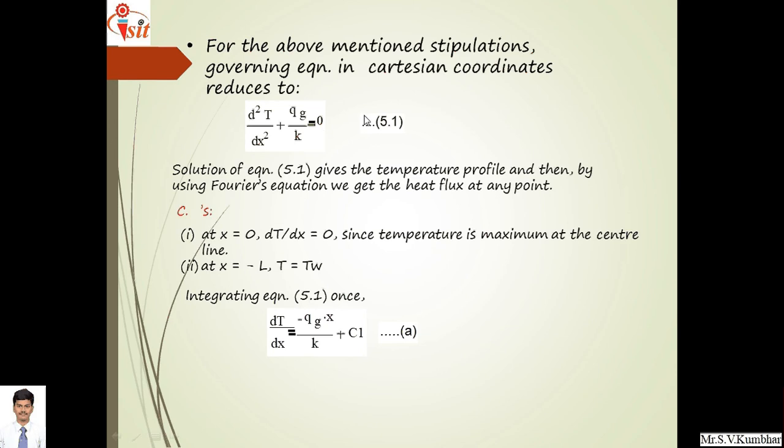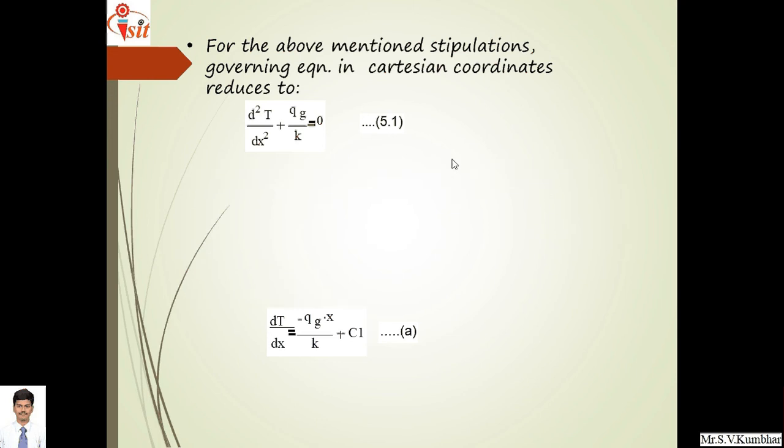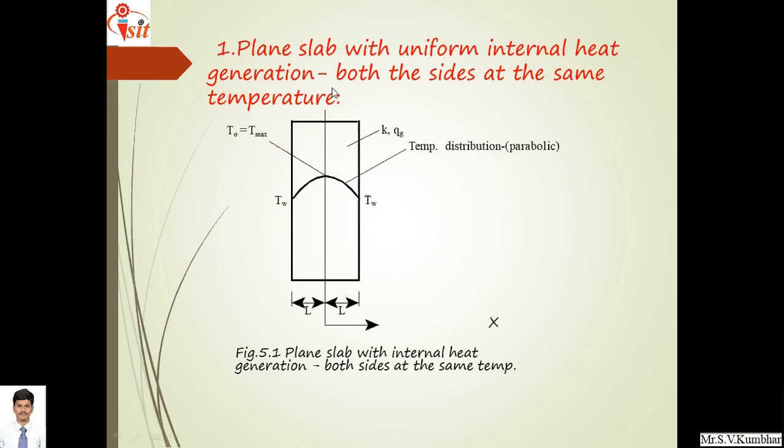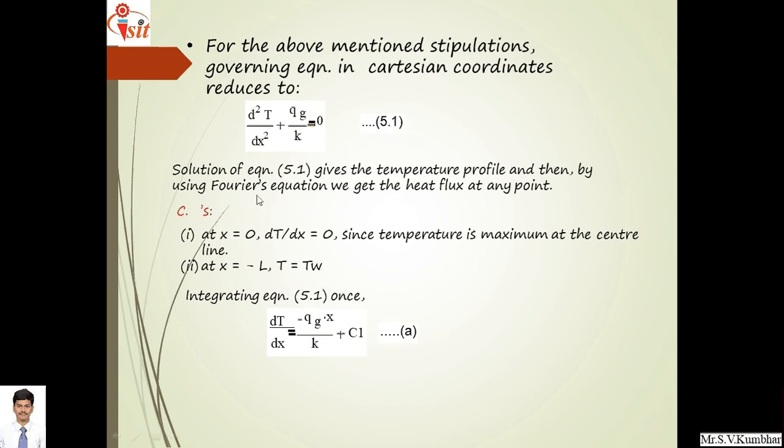Now the solution of equation 5.1 gives the temperature profile, and then by using Fourier's law we can get the heat flux at any point. First we will define the boundary conditions. Now the boundary conditions are at x is equal to 0, that is at the origin. Here the center line is the origin, therefore x is equal to 0, T is equal to T max, and dT upon dx is equal to 0, right? And at x is equal to plus or minus L, T is equal to Tw, that is the wall temperature of the right hand side and left hand side.